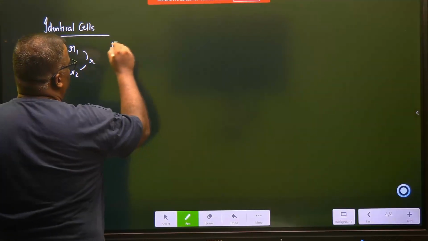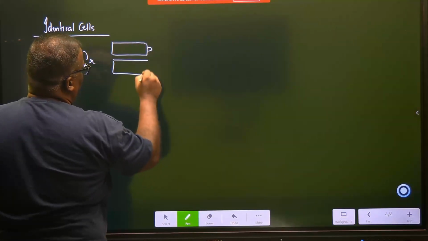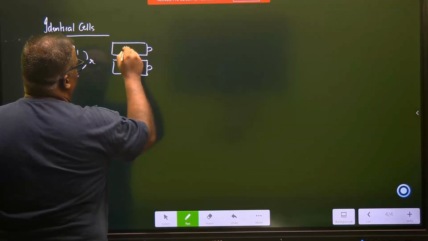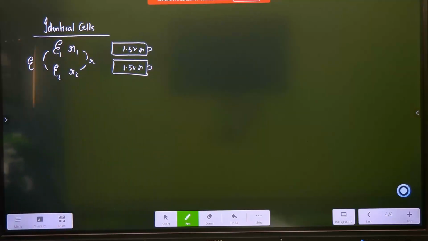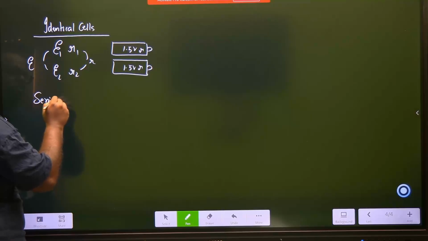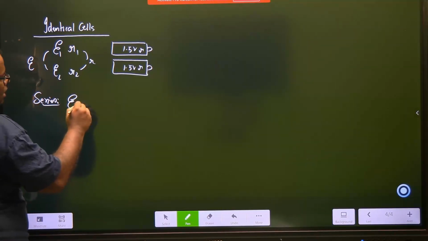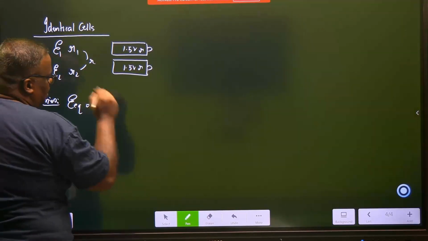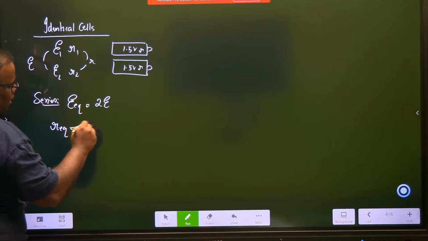This is the standard practice that we do in daily life. So we take two identical cells. Let's say this is a 1.5 volt cell, this is a 1.5 volt cell, internal resistance R, internal resistance R, right? And we are trying to do a series combination out here. So if you do a series combination, obviously the E equivalent that you will get will be an addition of both, right? So it will be 2E. Whereas the R equivalent also becomes 2R.